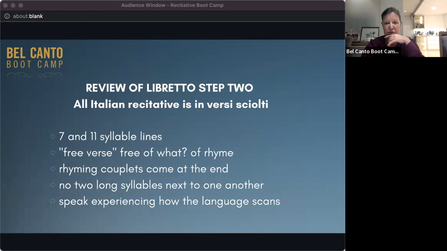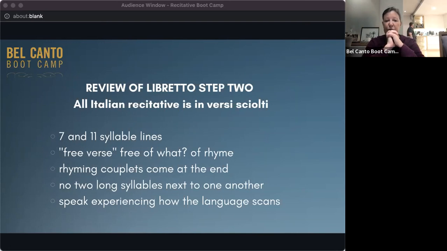But versi sciolti, deconstructed, broken, free verse, I remind you, has 7 and 11 syllable lines. Somebody tell me in the chat, what is a 7 Italian syllable line called? It starts with an S. A settenario. And an 11 syllable line is the classic Italian line called an endecasillabo. Okay.